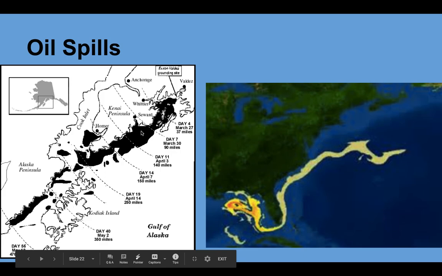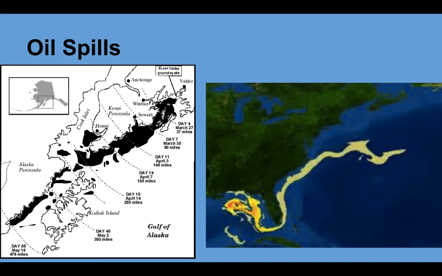It caused devastation to the wildlife there, and to the communities up there that rely on the ocean. Just because it landed in one spot, because of the currents, the oil is pushed out, and there's no way that we can stop it because these currents are so strong.